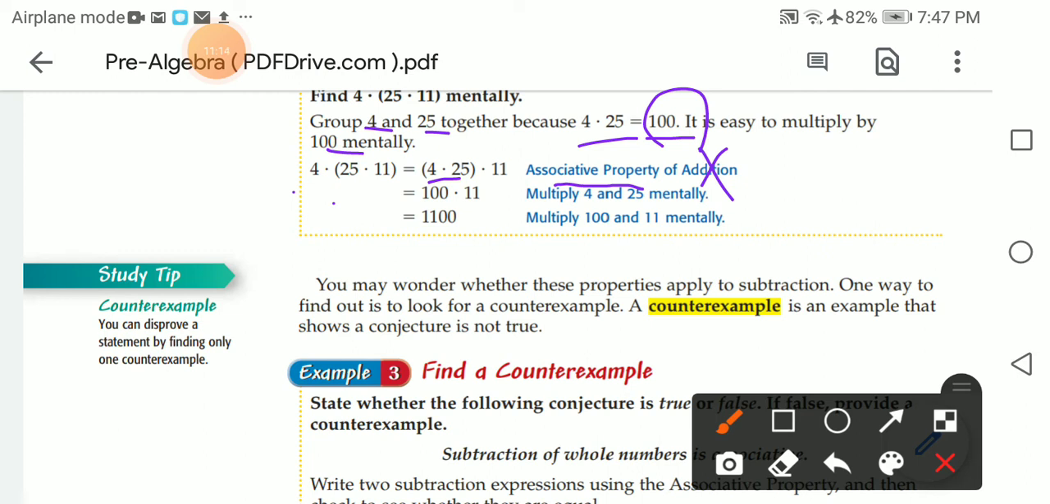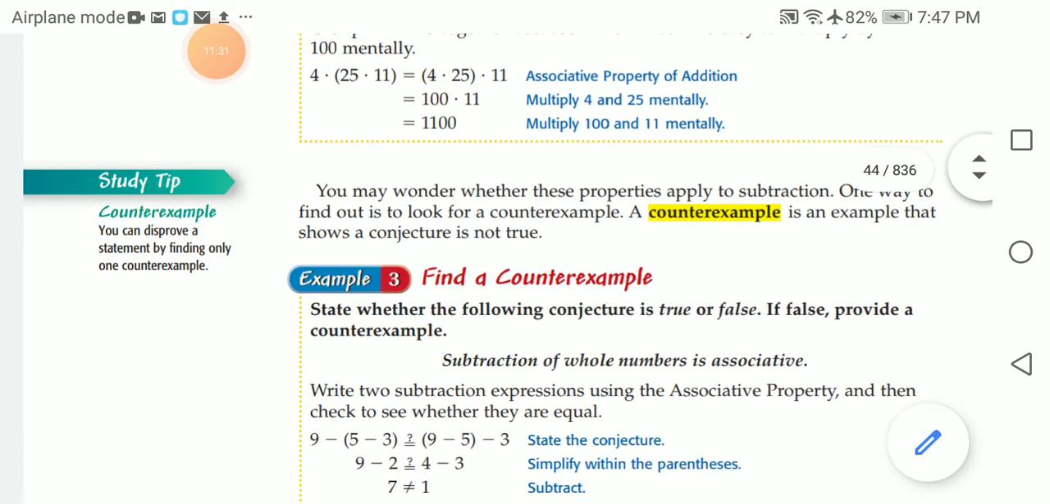Okay, so 4 times 25 gives me 100. Then I can here do what? I can here multiply 100 by 11 easily. It gives me, okay, 1100. Okay, correct this in your books and write here associative property of multiplication. I can hear you, my dear students.